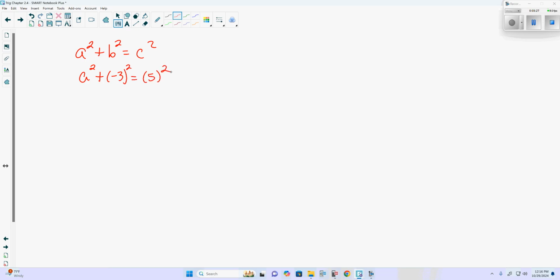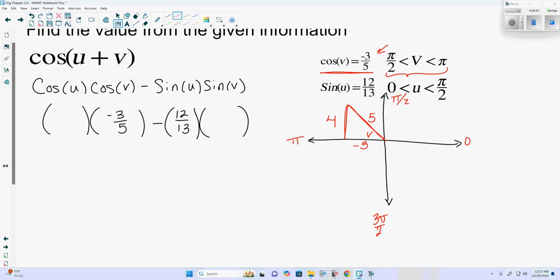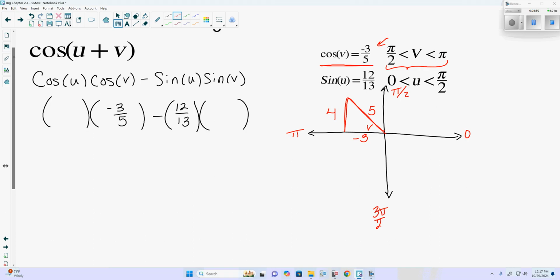We can plug in our 3 and 5. Well, 3 squared is 9, 5 squared is 25. Minus 9 from both sides, telling us a squared is equal to 16. So our other side is positive or negative 4. Now for us here, since we're in the positive y direction, it's going to be positive 4. And the reason this is helpful is we are now able to find sine of v, because sine is opposite over the hypotenuse, which is 4/5. So we can plug that value in for sine.